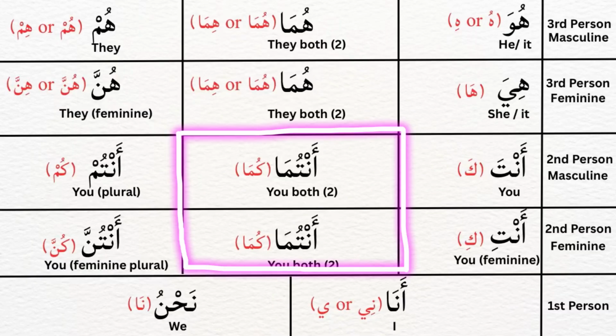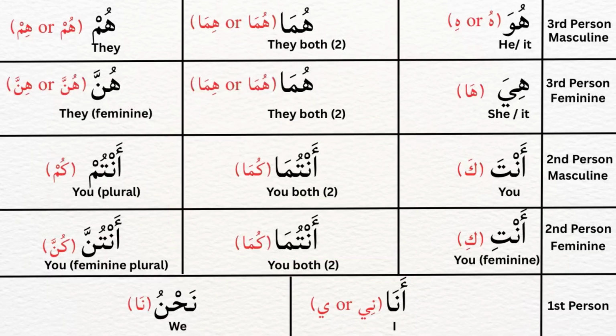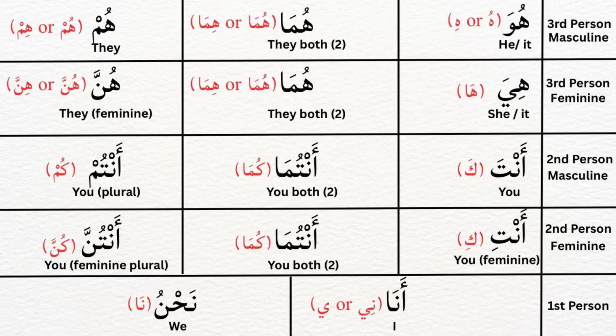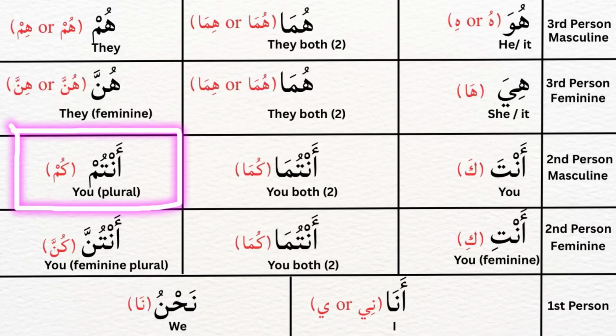Next, antuma. Antuma you can use for male or female, because it is common. You can use it for two males, two females, or one male and one female, but it should be two. So it means you two or both of you. For example, you both are students. In case of males, you say antuma talibani. In case of females, you say antuma talibatani.